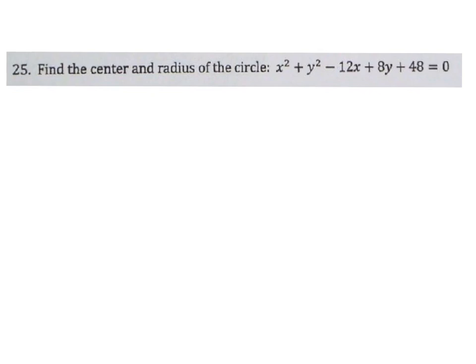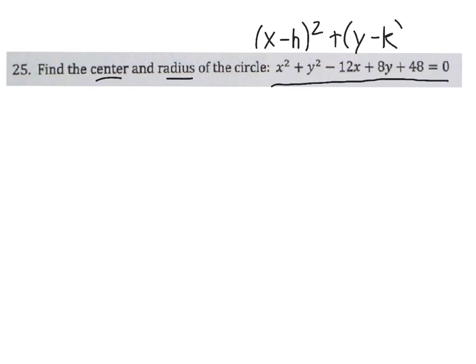Last problem from the review. What I want to do is figure out the center and radius from this long equation that they give me. Well, the problem is that it's not in our standard form, (x minus h) squared plus (y minus k) squared equals r squared. So what I want to do is rewrite it into that form.